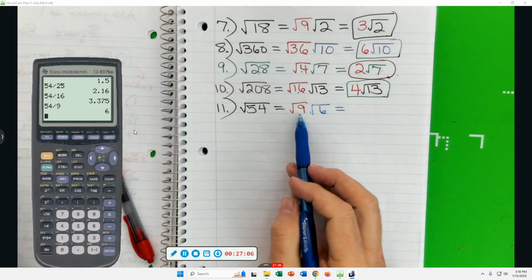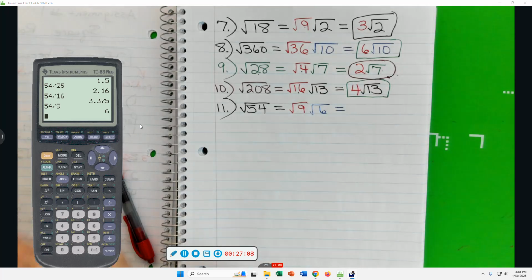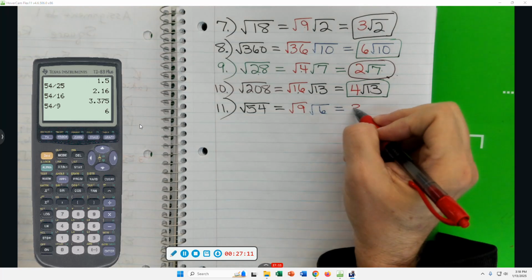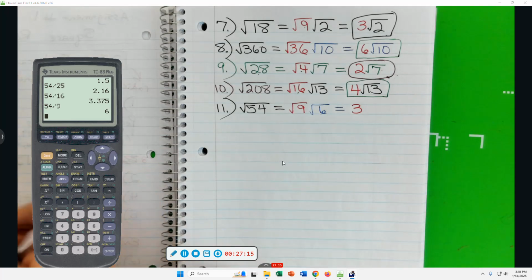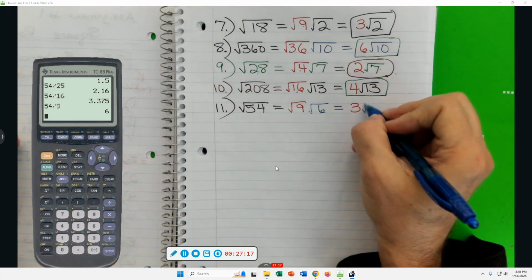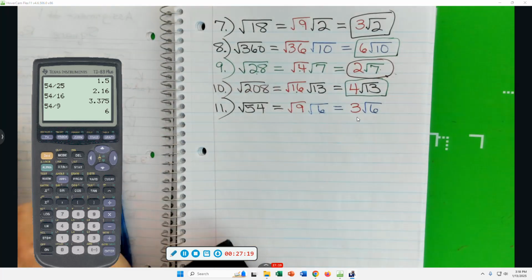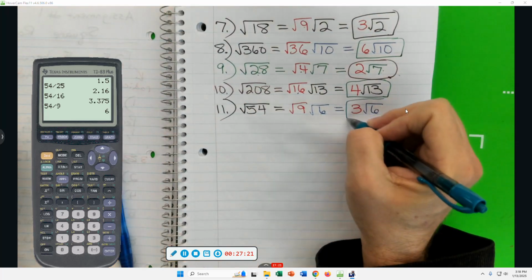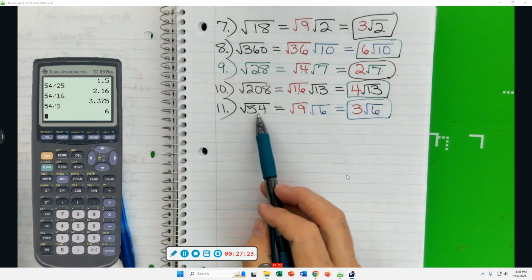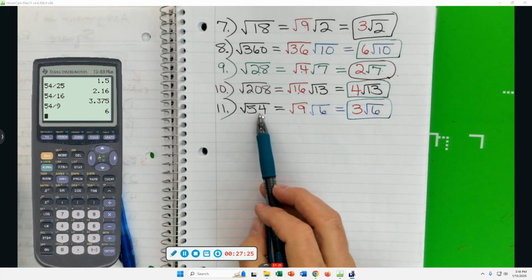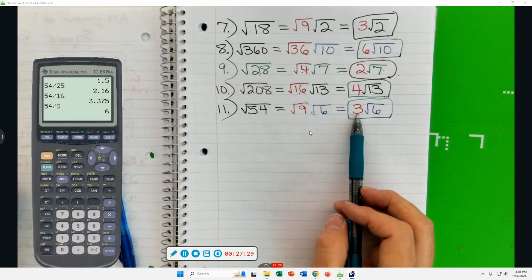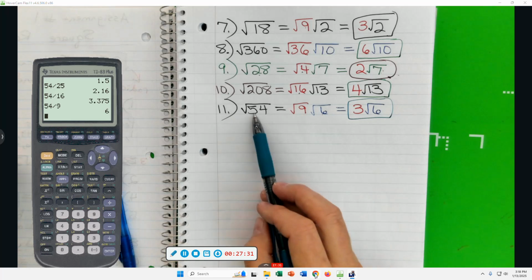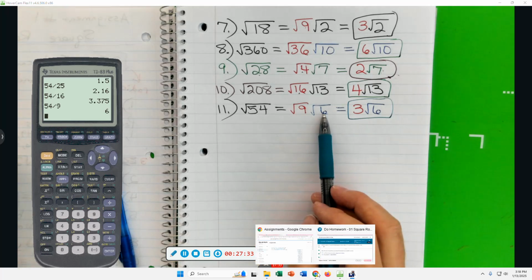And what am I going to write in place of the square root of 9? 3. What am I going to do with this stuff? Just move it over there and write it down: 3 square root of 6. Any questions there? The largest perfect square that divides evenly into 54 is 9. The square root of 9 is 3. 9 times 6 gave you 54. That's where that 6 came from.